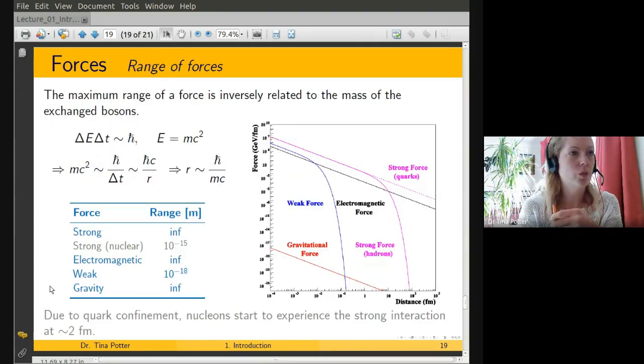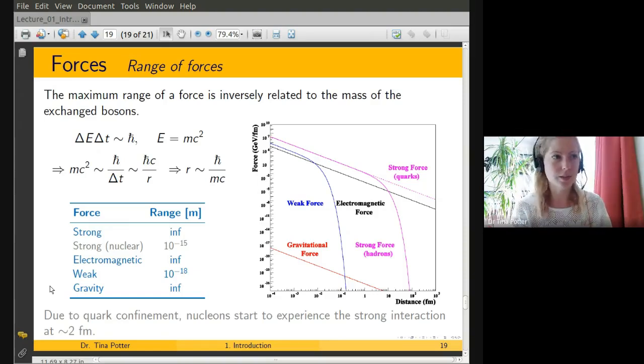Now, the range of the forces is dependent on the mass of the particle that's being exchanged. Those gauge bosons: the photon, the gluon, the W, and the Z. So you can have a look at Heisenberg's uncertainty principle for this. We know that energy is E equals mc squared. We plug this into Heisenberg's uncertainty principle, and you'll get a sort of time limitation on the force, which you can translate into a range for the force. So the range should be inversely proportional to the mass of the particle that's being exchanged.